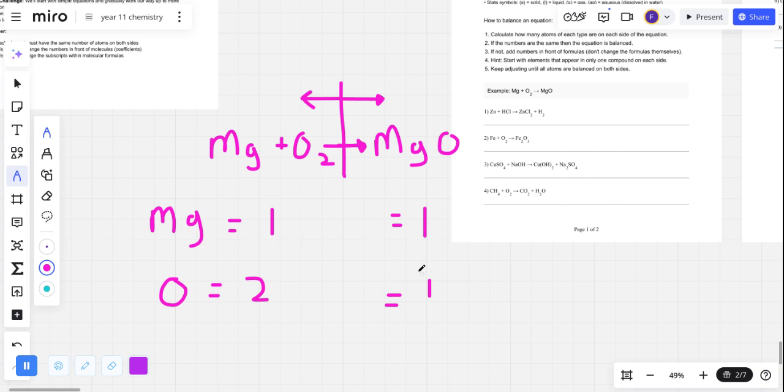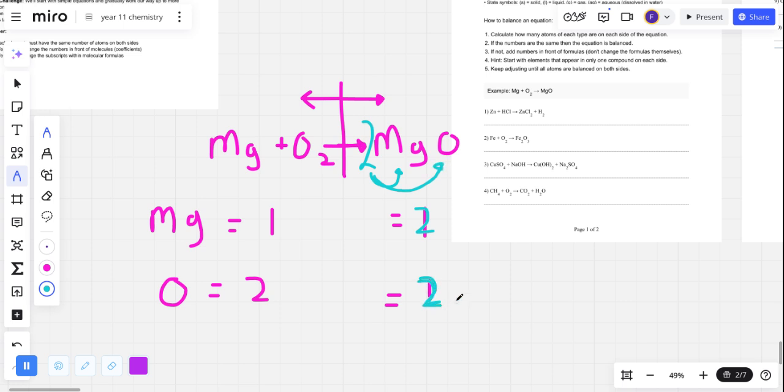So I need to change this to a 2. And the only way to do it is to put a big 2 in front of there and double everything. We cannot put a 2 on the end. All right, so we double everything. And then go, right, so what have I got now? I've got 2 times 1 magnesium. I'm really happy. This is 2. I've got 2 times 1 oxygen. I'm really happy. That's 2.